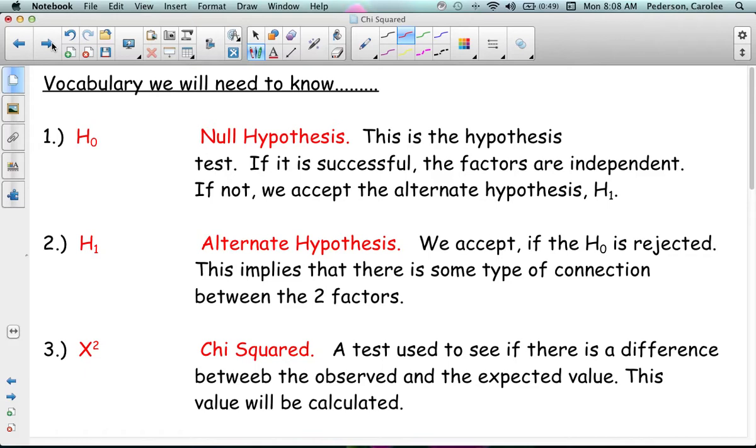One of the things you need to have is your null hypothesis. That's what we call the H0. This is the hypothesis test. If it's successful, the factors are considered independent of each other. If not, we accept the alternative hypothesis, H sub 1, that this H0, the null hypothesis, is rejected, and it implies that there's some kind of connection between the two variables.